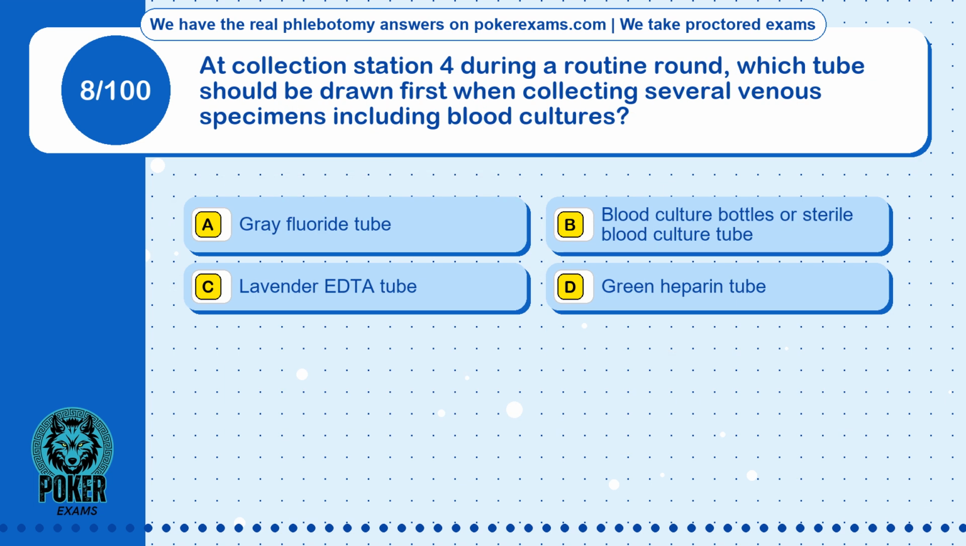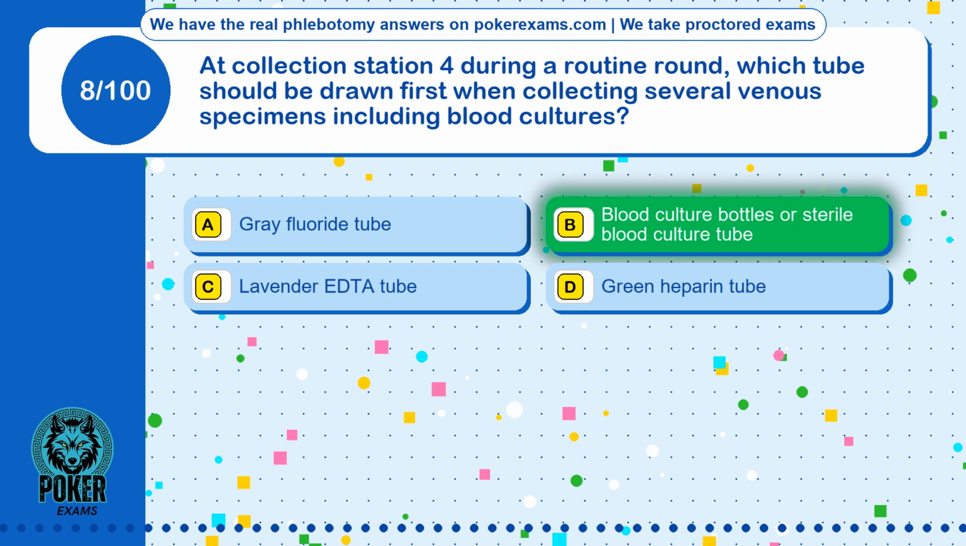Question 8. At collection station 4 during a routine round, which tube should be drawn first when collecting several venous specimens including blood cultures? Option A, gray fluoride tube. Option B, blood culture bottles or sterile blood culture tube. Option C, lavender EDTA tube. Option D, green heparin tube.